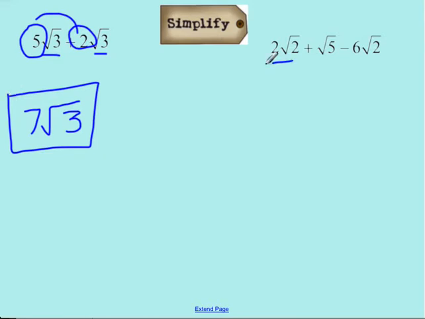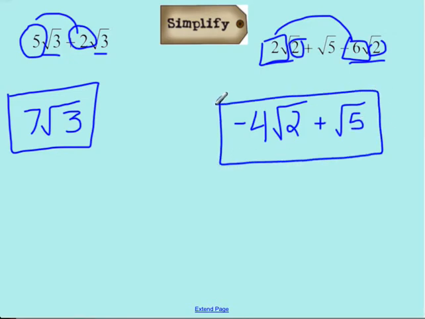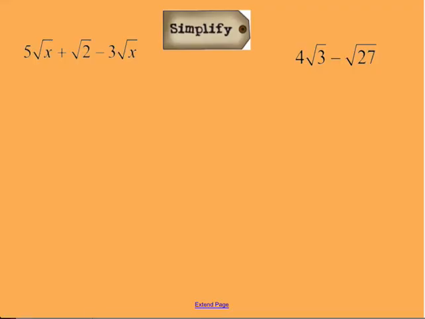Then I have 2 square root of 5 and then 2 square root of 2 and minus 6 square root of 2. I can add those two together because these both have radical 2. So then I'm going to take 2 minus 6. 2 minus 6 is negative 4, and then again, my radical 2 is going to stay the same. And then I need to add this plus 5 square root of 5 at the end. So those two terms cannot be added together because they have different numbers underneath the radical sign.